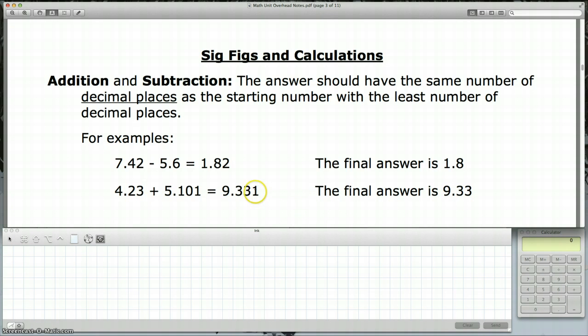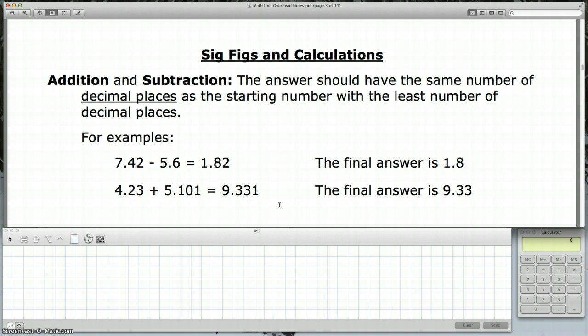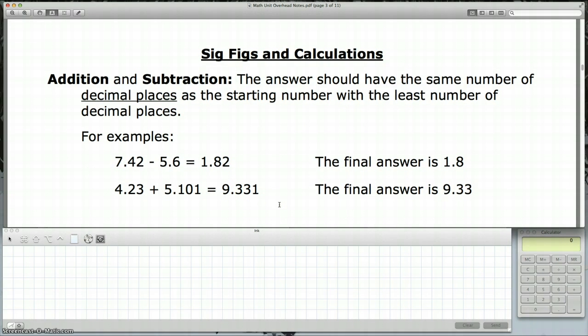Now if this 1 here was a 5, a 6, a 7, an 8, or a 9, it would round that last 3 up to a 4. So my answer would be 9.34. I'll show you an example of that in a minute. So that's addition and subtraction.